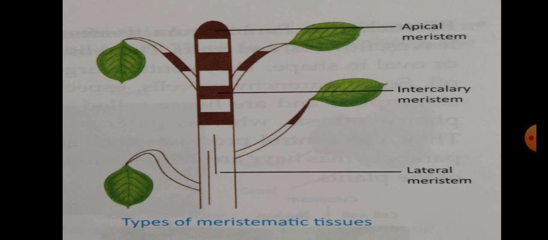Lateral meristem, you can see the location, is at the lateral side of the stem. It helps the plant grow horizontally, meaning increasing its diameter. This growth is called secondary growth. You can see the vascular cambium and cork cambium. These are two types of lateral meristem.